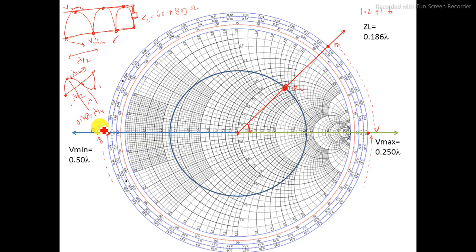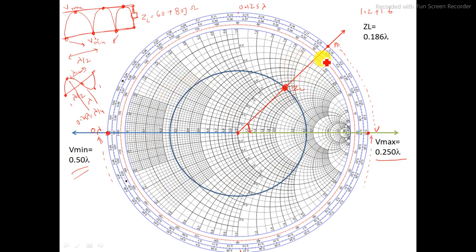This point is 0 lambda. Exactly at 90 degrees, you will have 0.125 lambda. This point is 0.250 lambda. Here it is 0.375 at minus 90 degrees, and this point is 0.50 lambda. So the total Smith chart has 0.5 lambda, that is lambda by 2, and then again that value repeats itself.